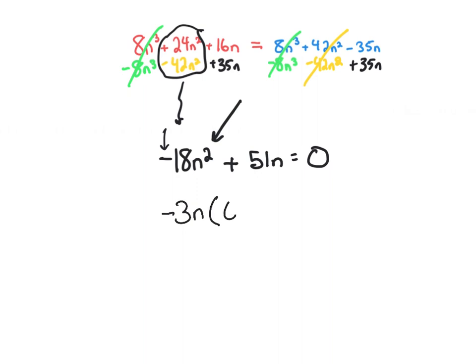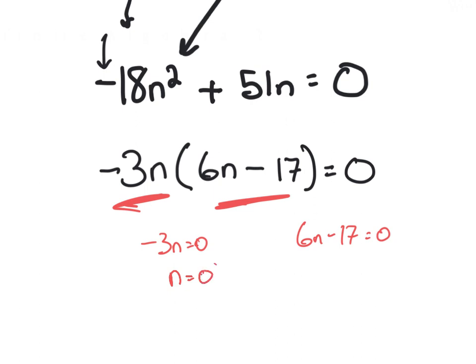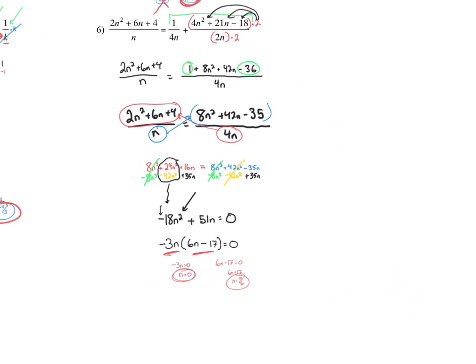That's going to leave me with 6n minus, and I took 51 divided by 3, and it's going to give me 17 equals 0. So here we're at the call to do this: negative 3n equals 0, or 6n minus 17 equals 0. Both of those are going to give me answers. So n is equal to 0. There's one answer. Let's add 17 to both sides. Let's divide by 6 on both sides. And we have it. Are either of those going to give problems?